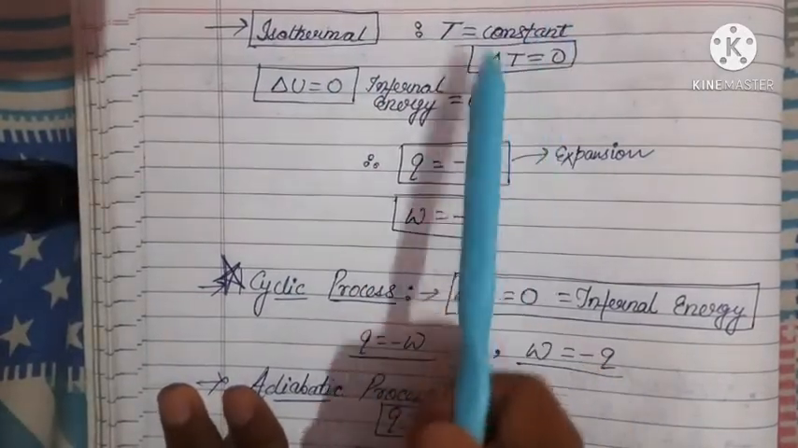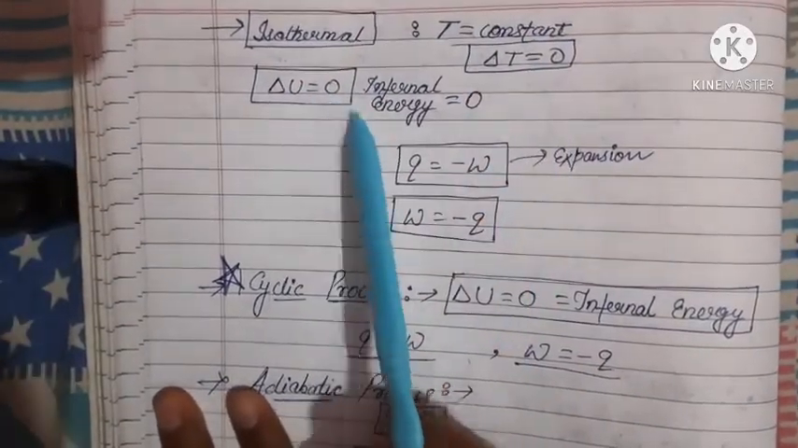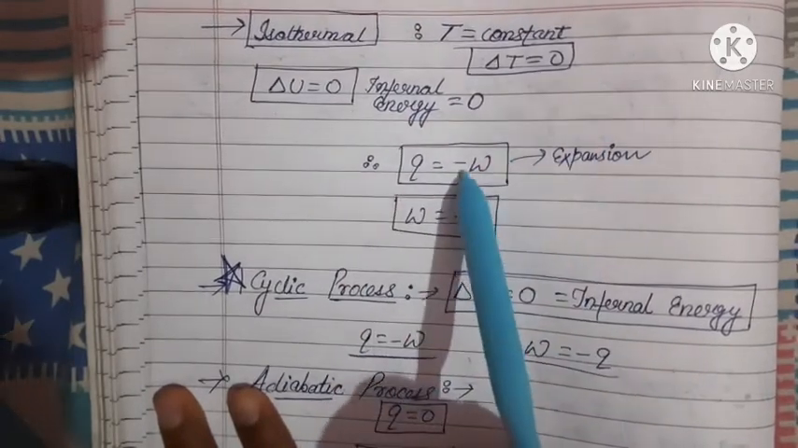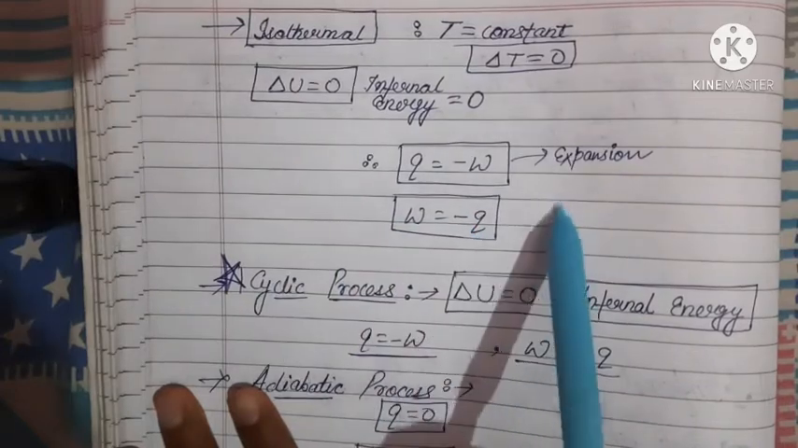Isothermal: temperature is constant, so delta T equals 0, delta U equals 0, and internal energy change is 0, so Q equals minus W. Expansion occurs because work done is negative, or W equals minus Q, or heat is lost.